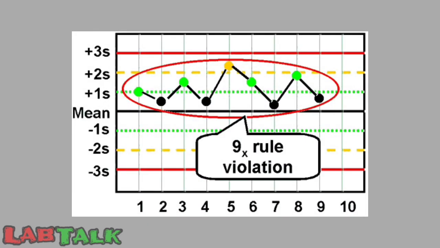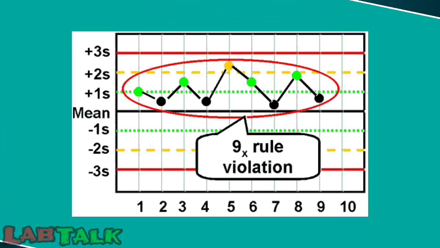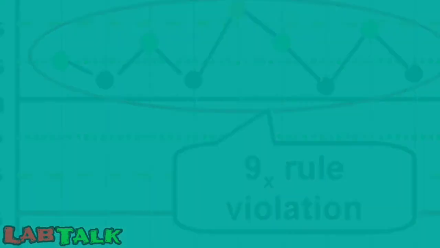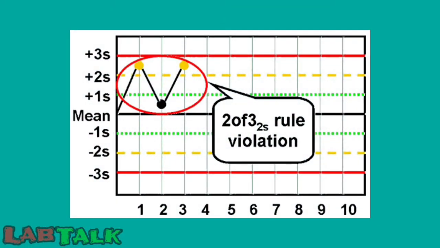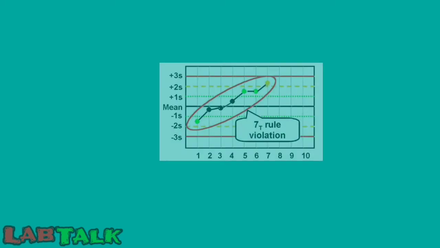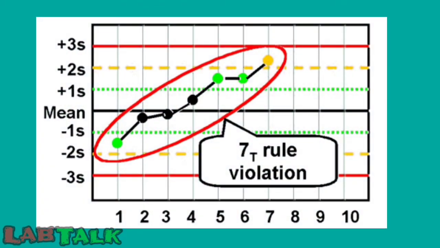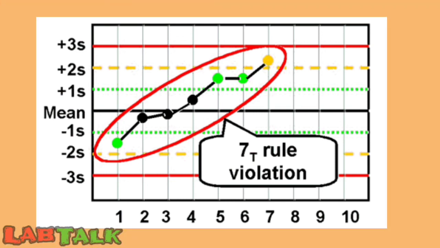Following this, let us see some uncommon rules which are not followed regularly. First of all is the 9x rule, where 9 consecutive points are falling on one side of the mean. This is a rejection rule. Next is the 2 of 3 2s rule, where 2 of the 3 consecutive points are falling beyond the 2 standard deviation limit. This is also a rejection rule. The next is the 7t rule, where 7 consecutive points trend in the same direction, maybe in an upward direction or in a downward direction. This is a rejection rule.